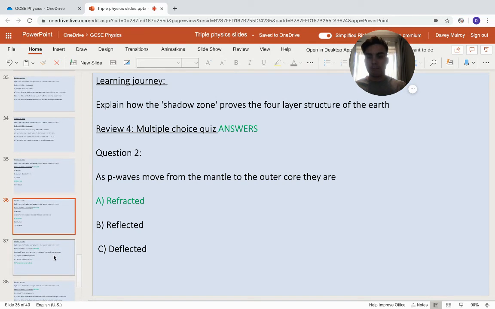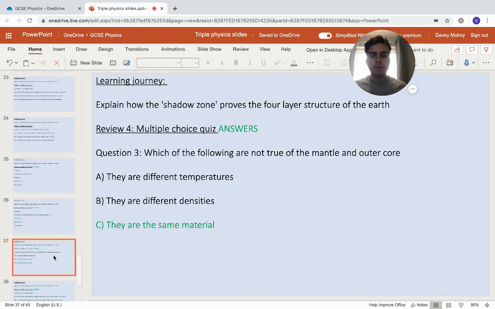Question number 3. Which of the following are not true of the mantle and outer core? Now, A is true. If you remember, the Earth gets hotter the closer we get to the inner core, so there must be a temperature difference. B, they are different densities. Well, we know they must be different densities because the mantle is a semi-solid and the outer core is a liquid, so their particles are going to be at different distances apart.